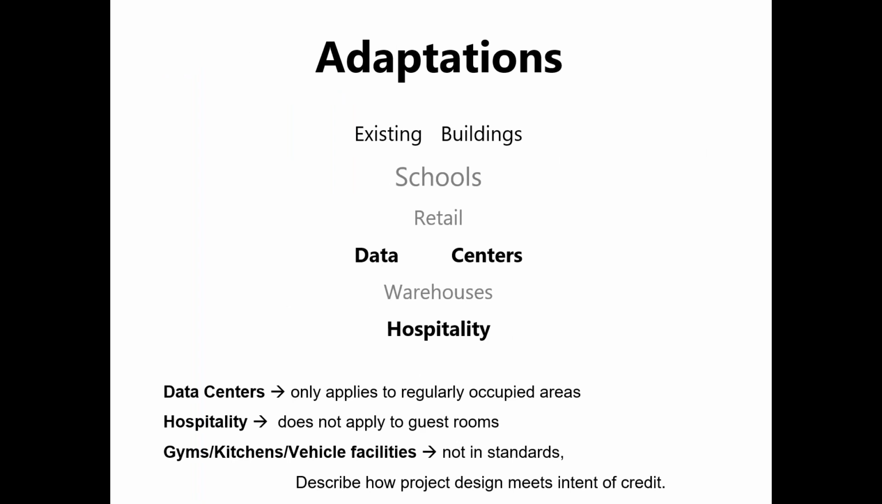And so 2 adaptations to keep in mind. Data centers, thermal comfort only applies to regularly occupied areas. Hospitality, this does not apply to guest rooms. And then gyms and kitchens and vehicle facilities are not included in this standard. So if you were trying to get a LEED certification for a gym or kitchen, you would want to write out in your plan basically what your set points are, how you're monitoring that criteria, and how it meets the intent of the credit. So it gives you a little bit more flexibility with those 3.